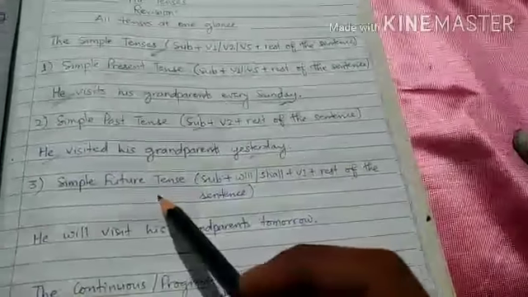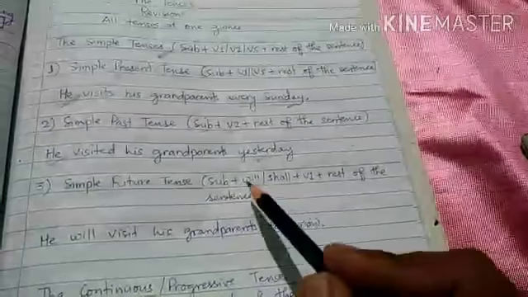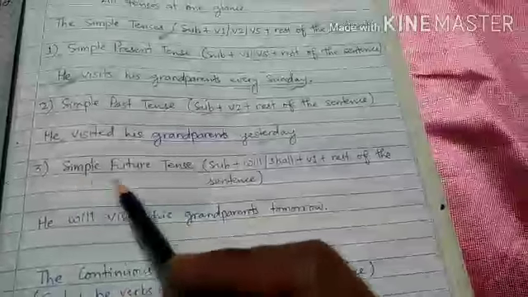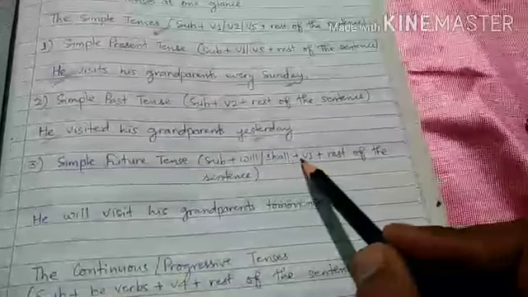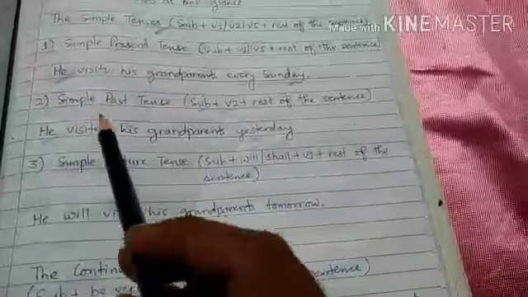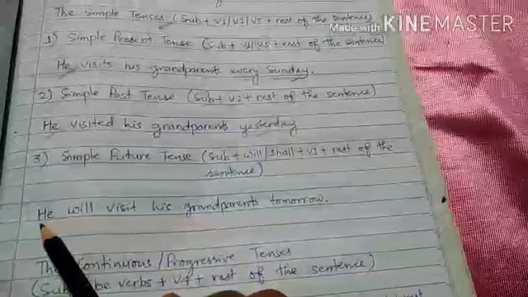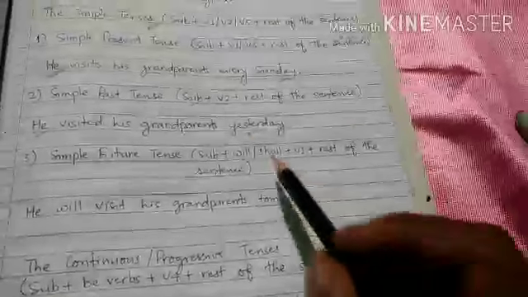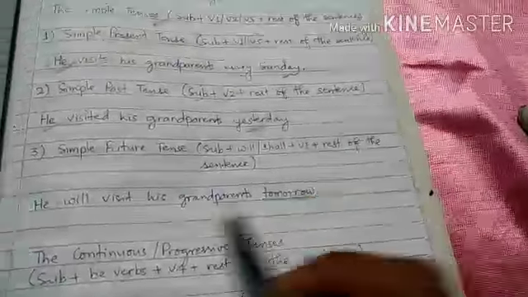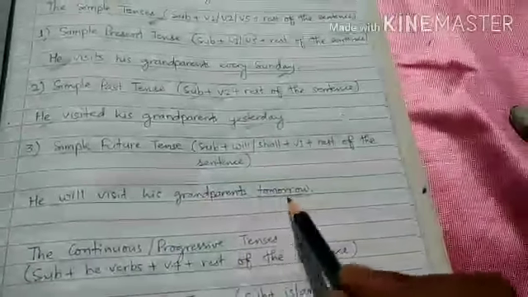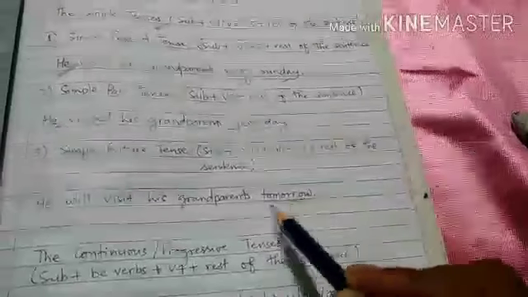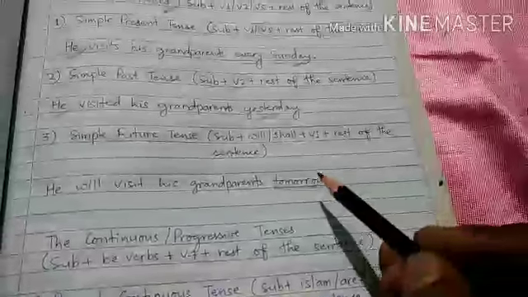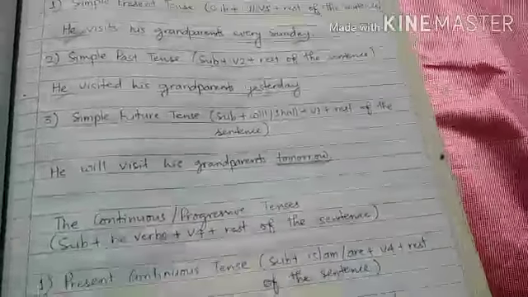Now simple future tense, again we use V1, but after using will or shall as the helping verbs, modals. Like simple future tense, subject plus will or shall plus V1 plus rest of the sentence. Now the same sentence I am changing here into the simple future tense: he will visit his grandparents tomorrow. So here yesterday has been changed into tomorrow because the simple future tense tells us about future actions that will take place in coming days, tomorrow, day after tomorrow, next month, next year. So we can make changes there.